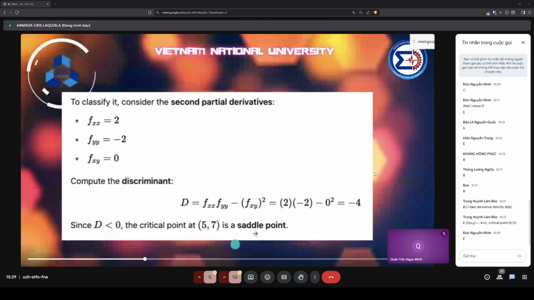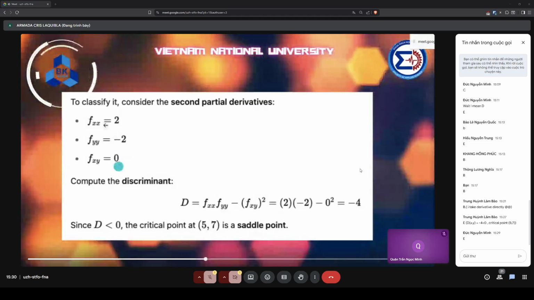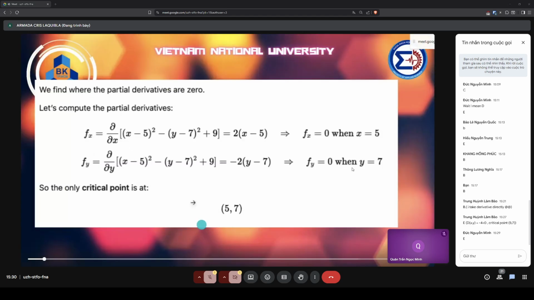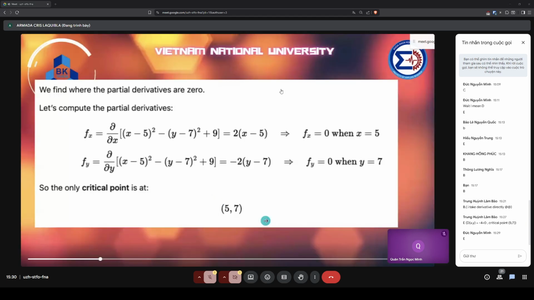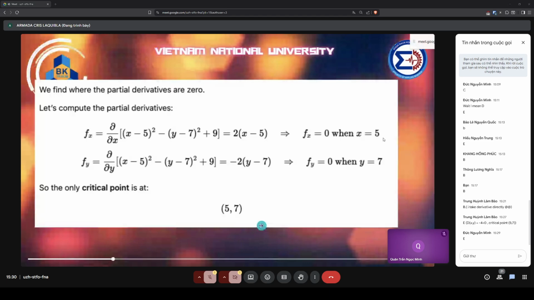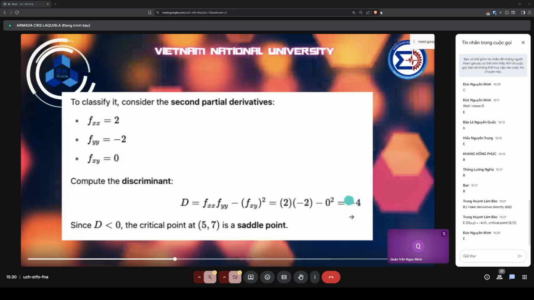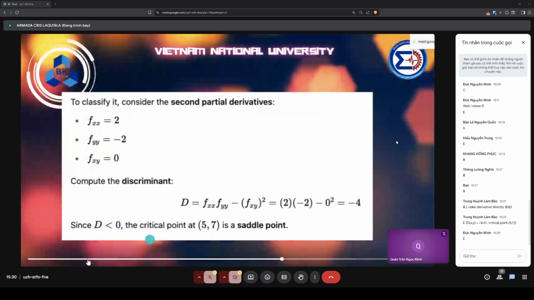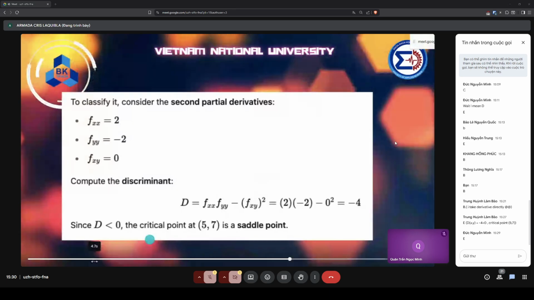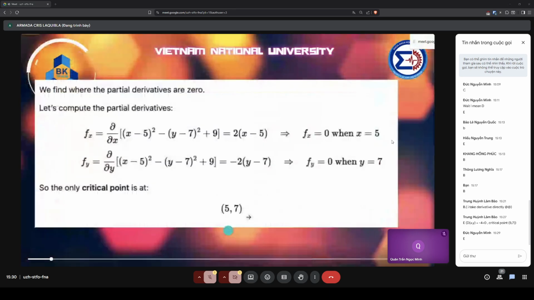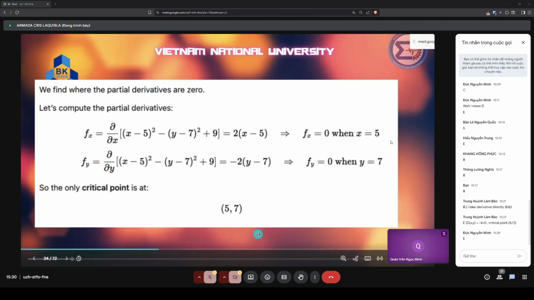Now class, as you can see here, they're all constant. So if you have a lot of critical points here, for example, 5 critical points, since your d is fixed, it's always -4 because of these constant values. So when you solve it, your d is always -4. Luckily, only one critical point can we solve here. That is why we only have one saddle point.